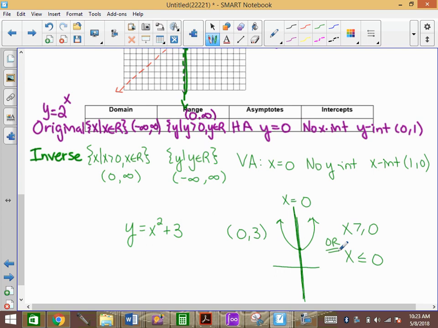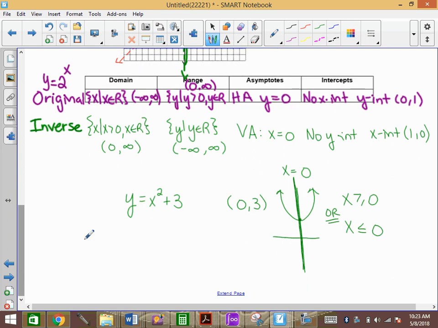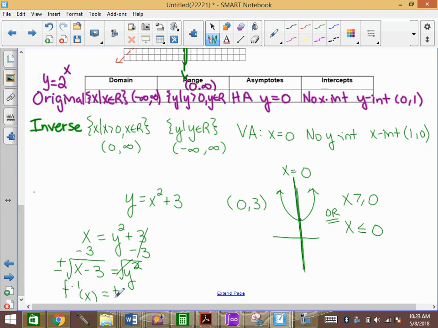Okay? If I wanted the actual inverse equation, I would swap my x's and y's and solve for y. So what would be the first thing I do? When I solve for an equation, I do reverse BEDMAS. So instead of brackets, exponents, division, multiplication, addition, subtraction, I do addition, subtraction, multiplication, division, brackets when I'm solving. So I'm going to subtract 3 first. So I get x minus 3 equals y squared, and what am I going to have to do? And when I square root, I have to remember the plus or minus. And I'd have f inverse of x equals plus or minus square root of x minus 3.